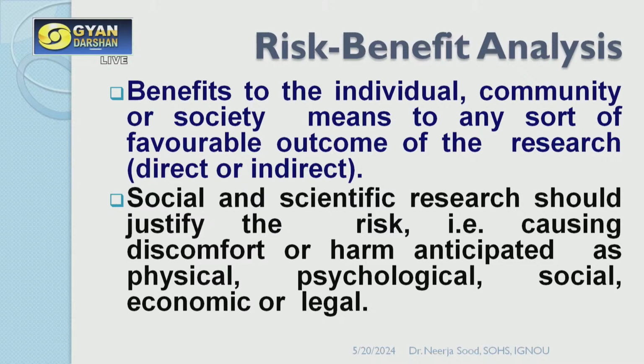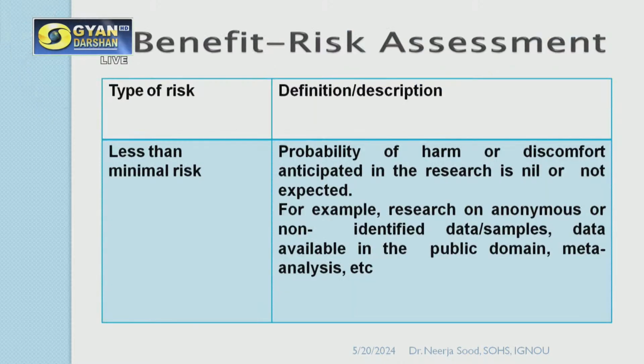Social and scientific research should justify the risk if there is any discomfort, physical, mental, economical, social risk, anything. If you see the benefit-risk assessment by ICMR, less than minimal risk means that if you are already using data which is available in the public domain or doing a meta-analysis, there is very little risk, less than minimal. So don't worry so much.